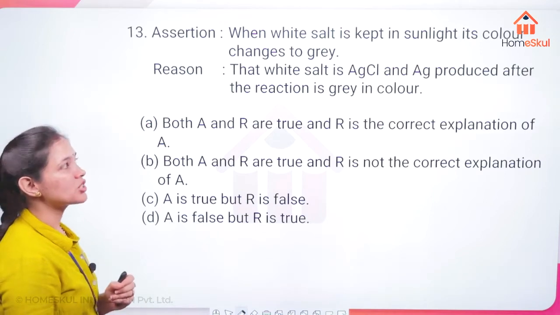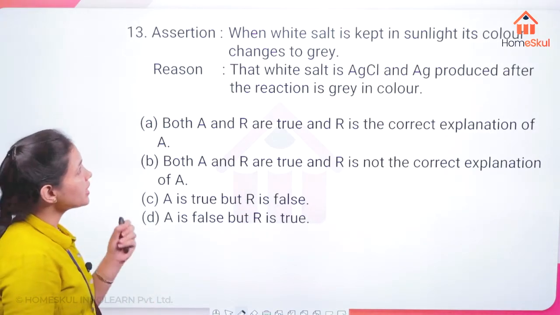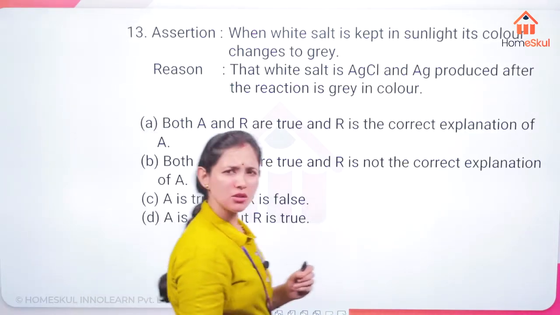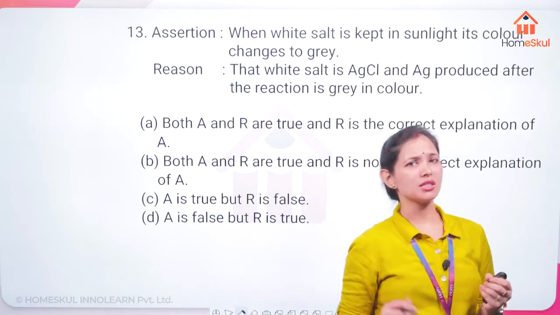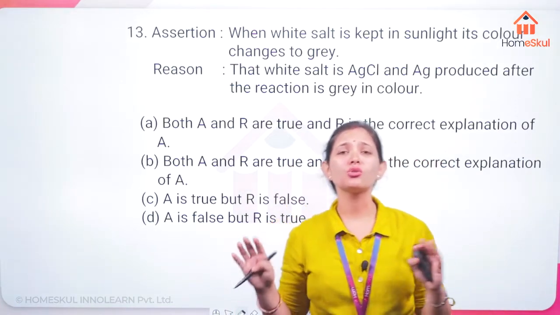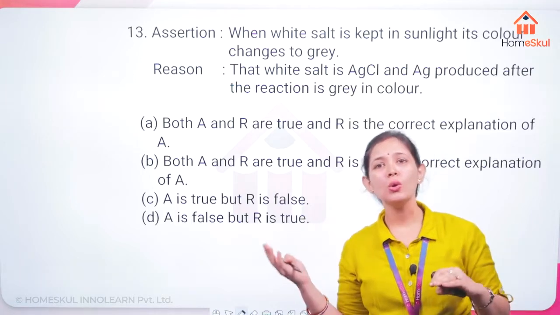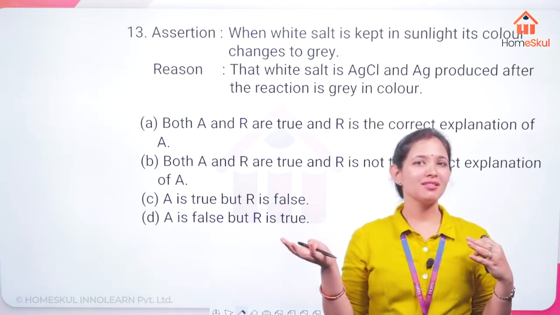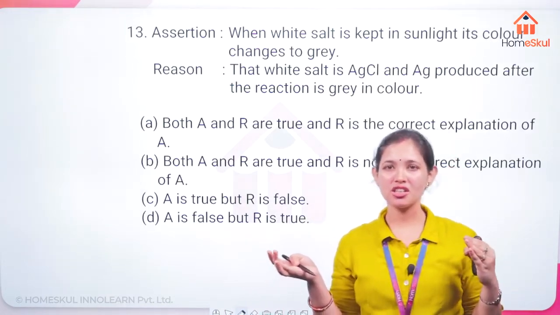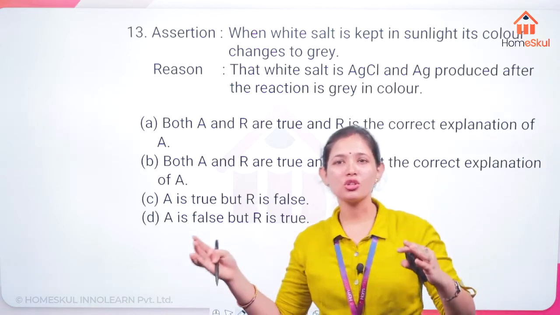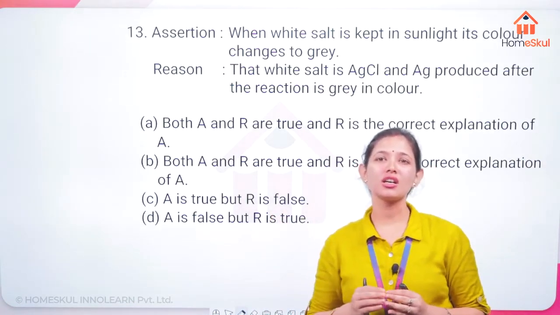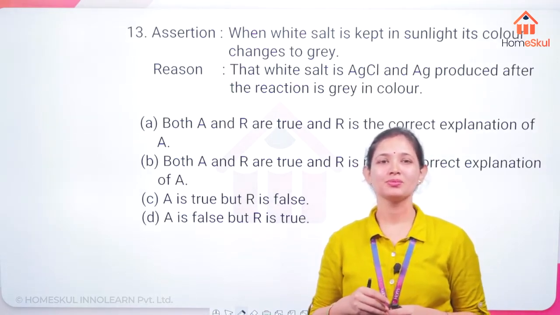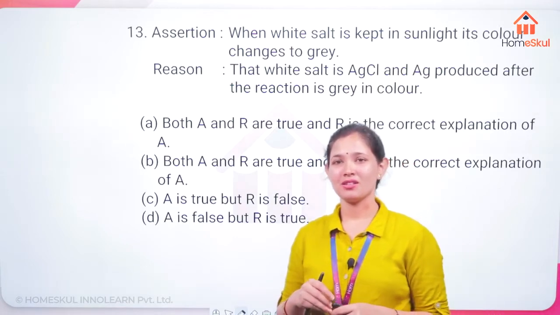One more assertion is given: when white salt is kept in sunlight, its color changes to grey. There is a white salt, and when it is kept in sunlight, it changes to grey color. Is this observation true or false? If we keep it in sunlight, will there be a change in color to gray? True or false?